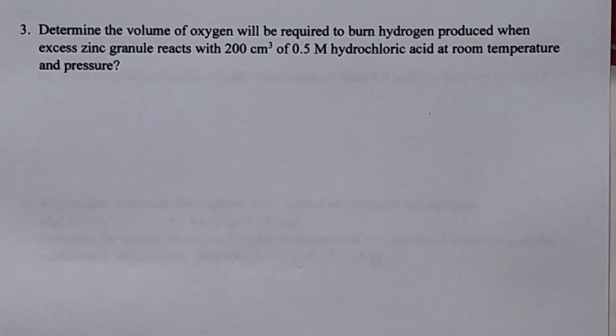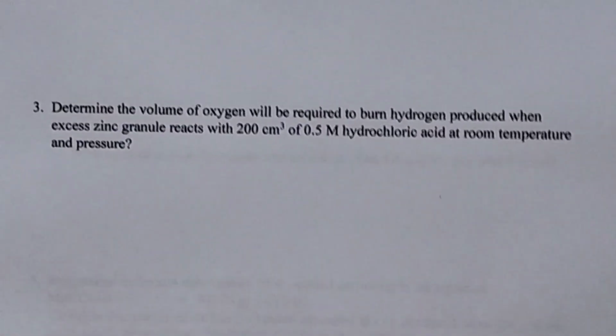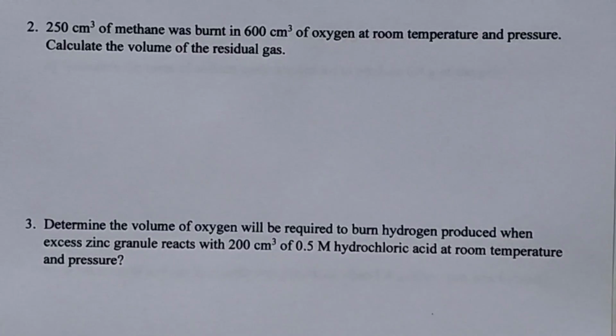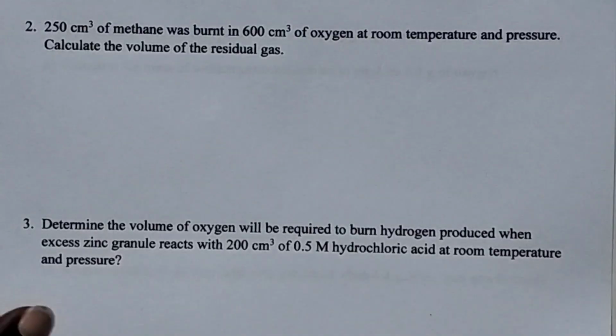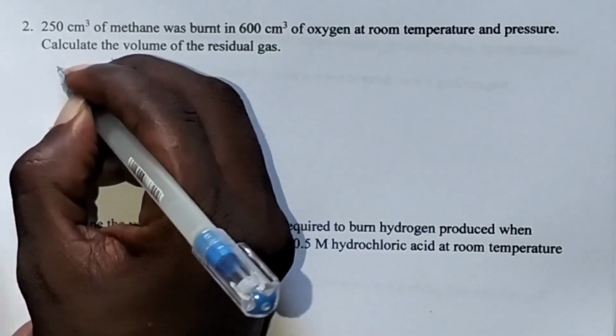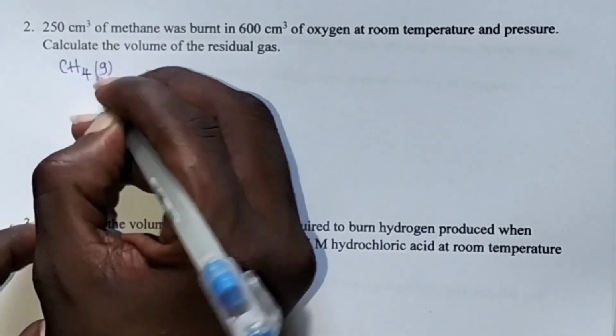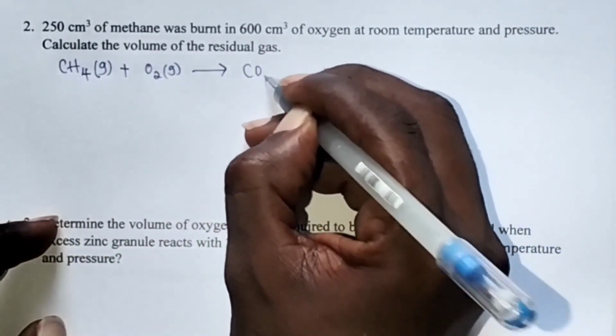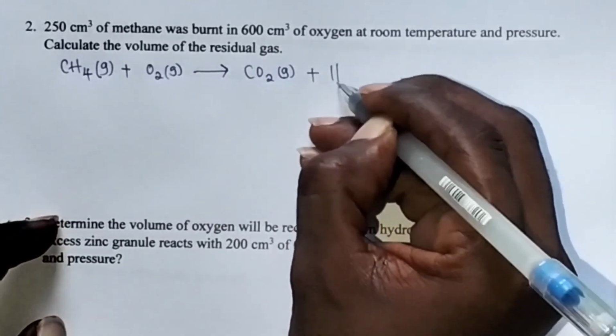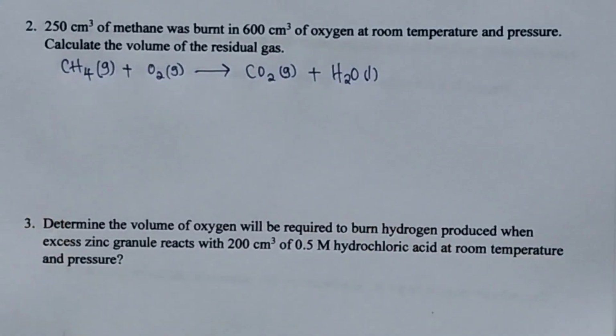In question 2, we are told 250 cm³ of methane was burnt in 600 cm³ of oxygen at room temperature and pressure. Calculate the volume of the residual gas. First of all, we have to write the reaction between methane and oxygen. Methane is written CH4, methane gas plus oxygen gas. Here we get carbon dioxide gas and also water, liquid. Next we have to balance the equation.